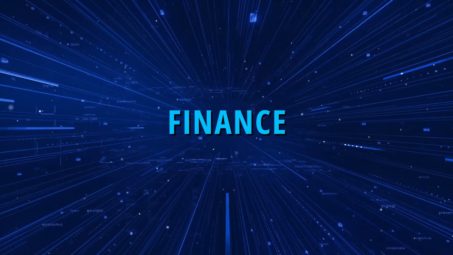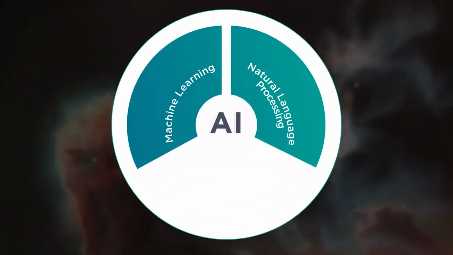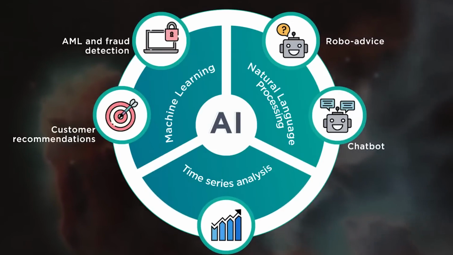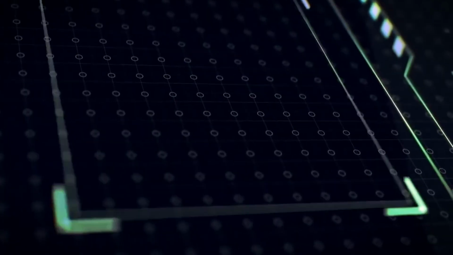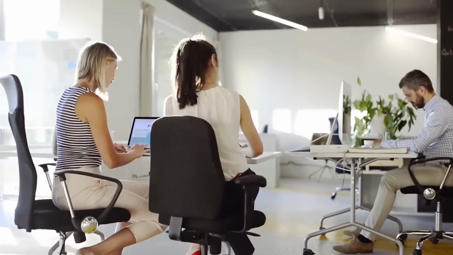Next is finance. Financial institutions are eyeing GEMMA to optimize risk management, fraud detection, and algorithmic trading. The platform's real-time data integration and cross-domain learning can significantly improve the accuracy and efficiency of financial decision-making processes.